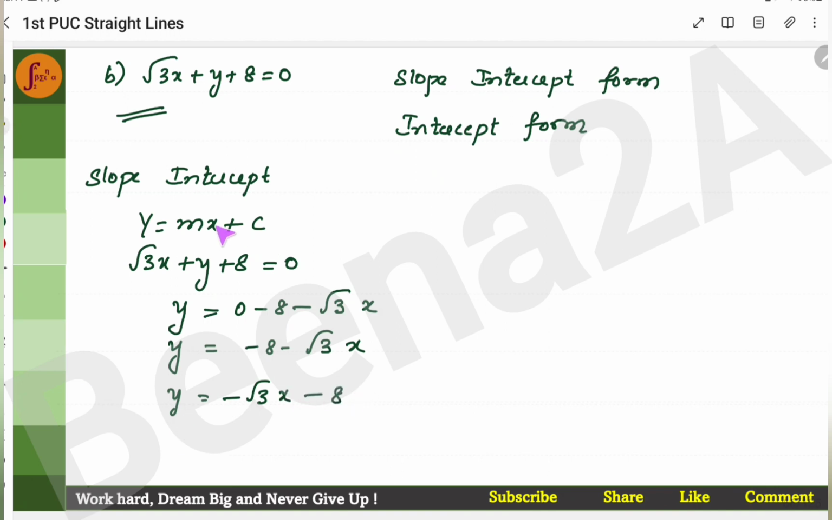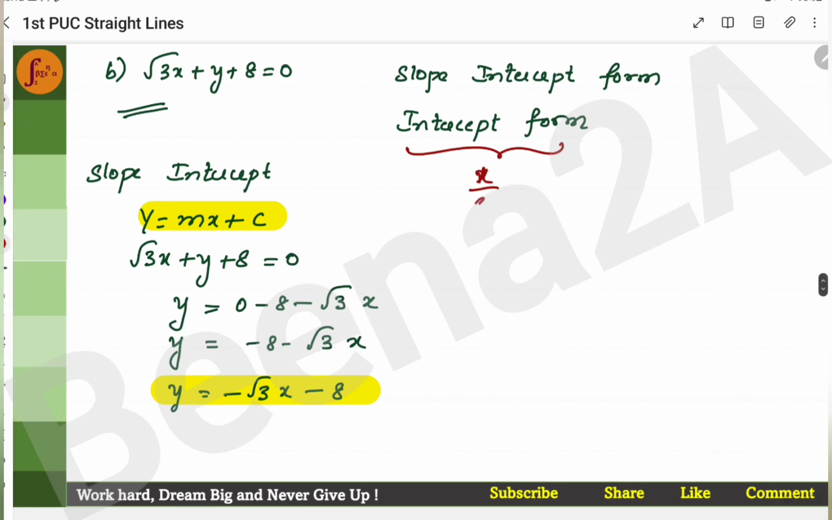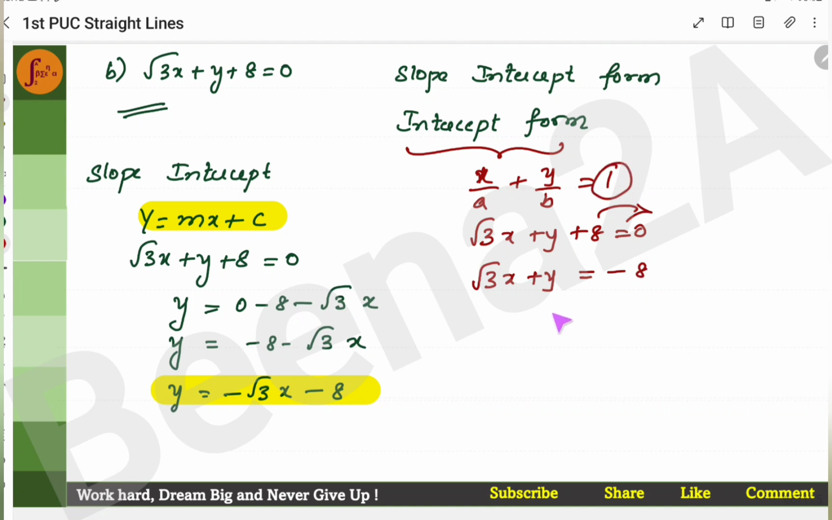Now if you notice, this is of this form, right? So we have got it in this form. Now let's look at the intercept form, right? In intercept form, it should be of the form x by a plus y by b is equal to 1. So what is the equation we have? This is the equation. So now I shift this 8 this side. So it will become minus 8. Now in the equation, I need to get 1, which means I have to divide the entire equation by minus 8, right?